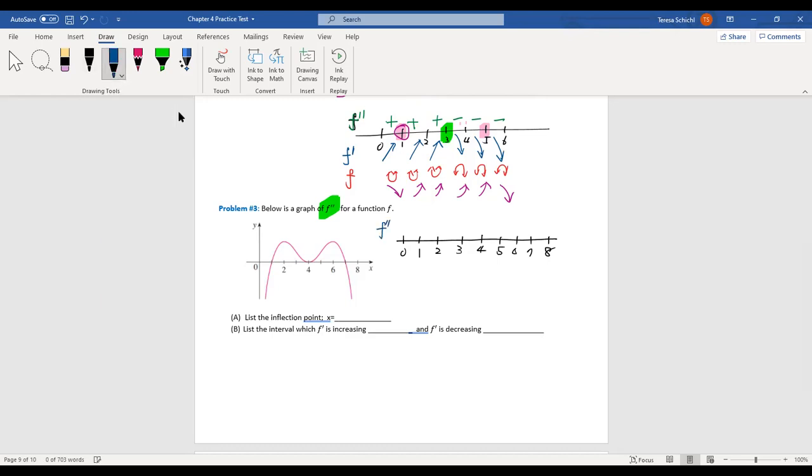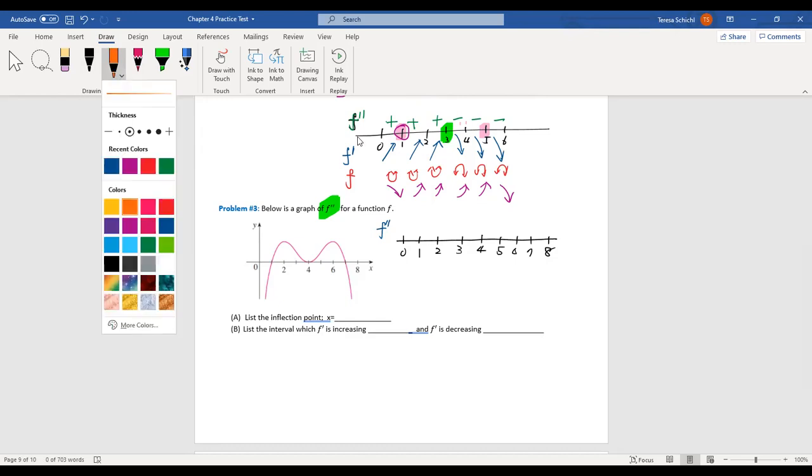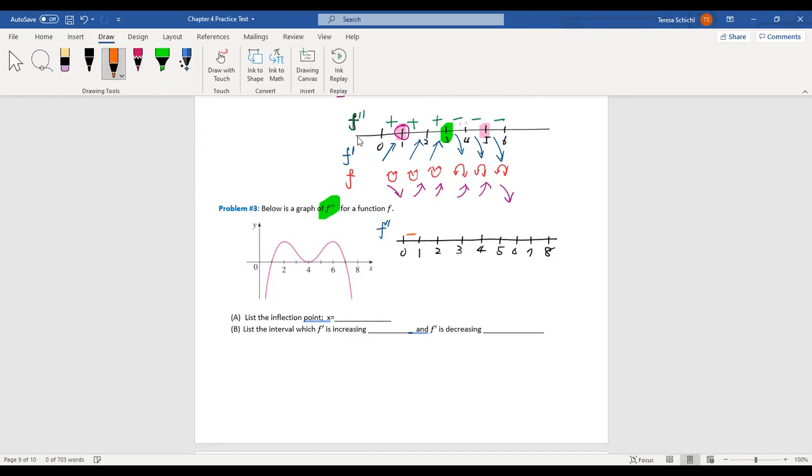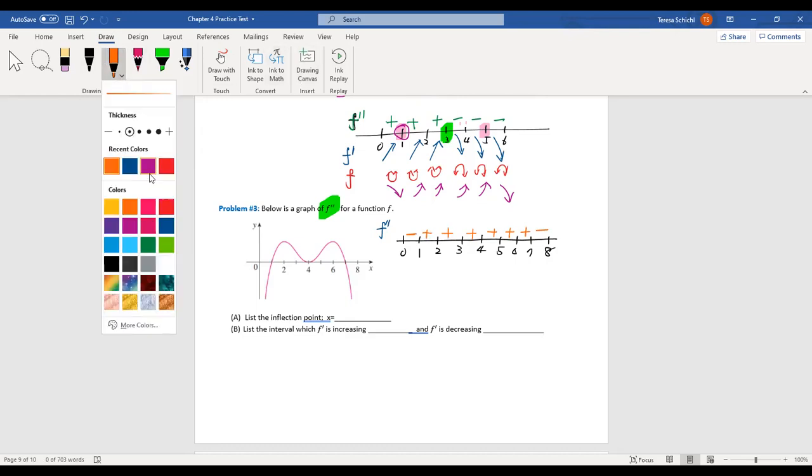This is f double prime from 0 to 1. What's the sign here? 0 to 1 is negative. Then 1 to 2 is positive, 2 to 3 is positive, 3 to 4 is positive, 4 to 5 is positive, 5 to 6 is positive, 6 to 7 is positive. And 7 to 8 is negative.